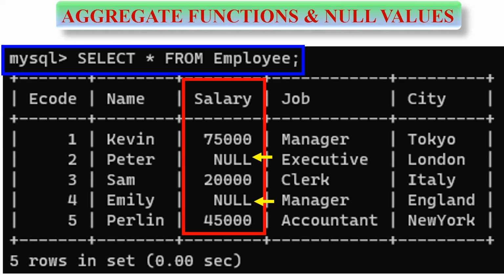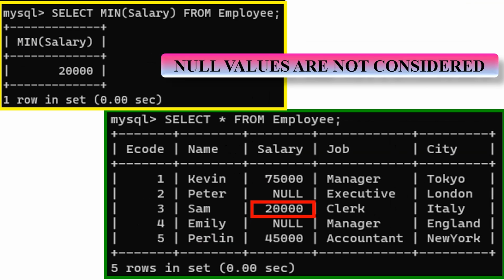Let's see some examples. The employee table details are given in the green box for your reference. Now, look at the yellow box. We are finding the lowest salary amount. Select min of salary from employee semicolon. We get the amount 20,000. So here null values are not considered.